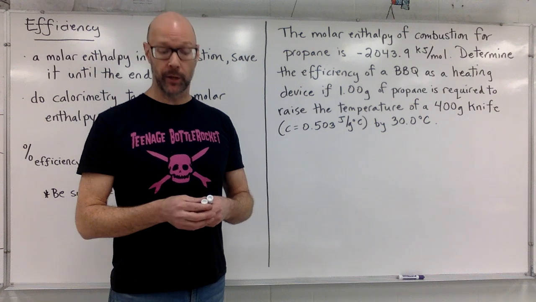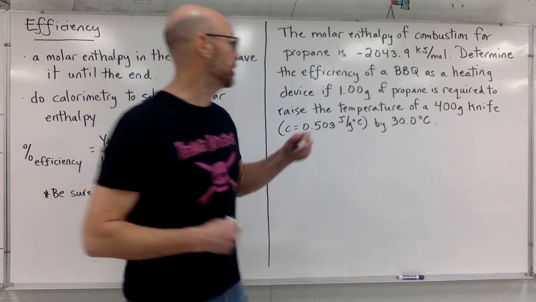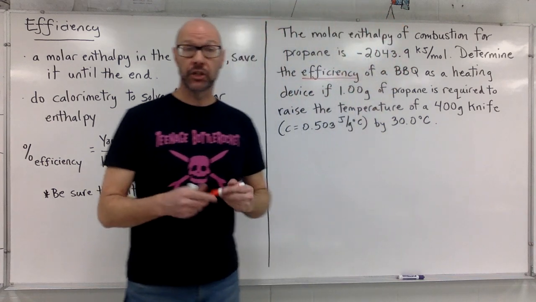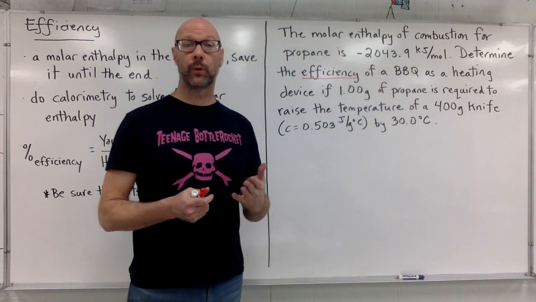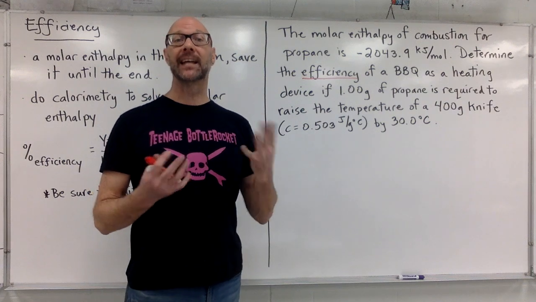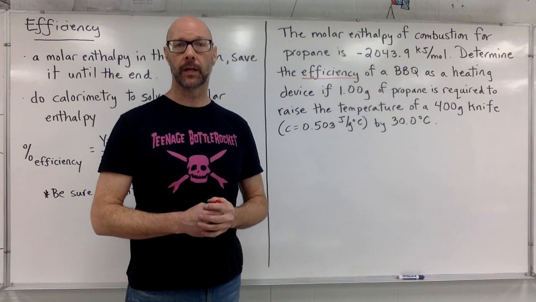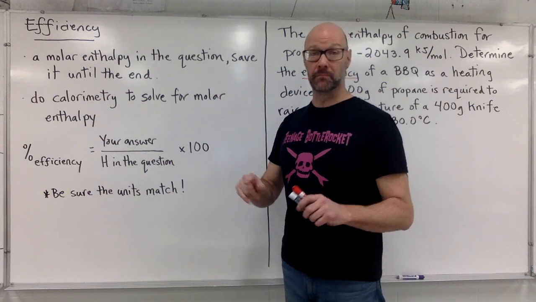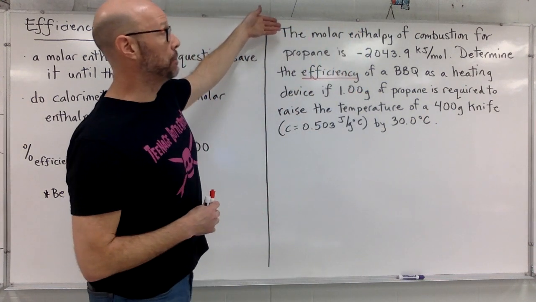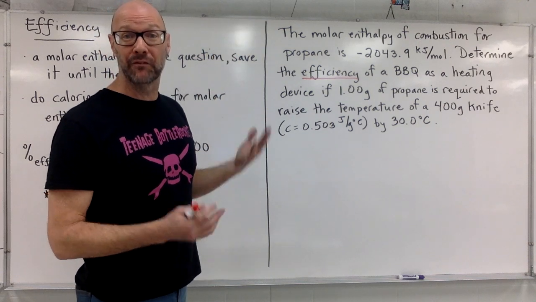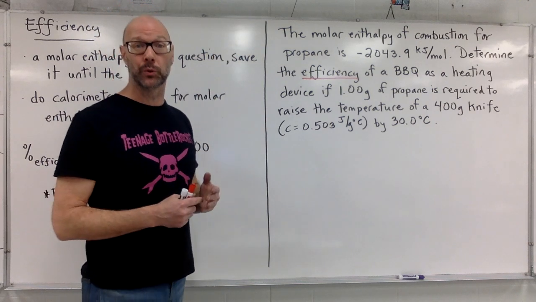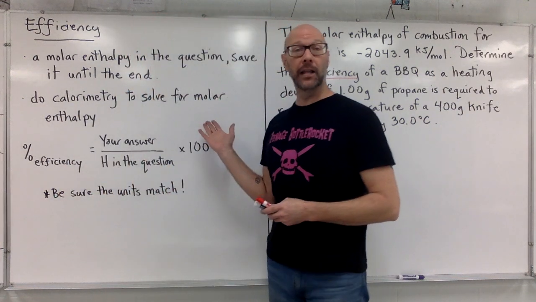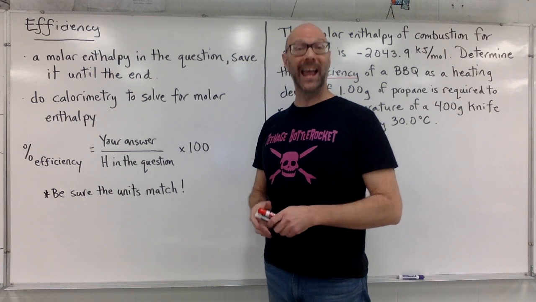First of all, notice the word efficiency is right in the question. As I just said, that's one of the nice things about these kinds of questions. There's a specific word that gives us a signal straight away. Also notice there's a molar enthalpy in the question. We need to save it. The molar enthalpy of combustion for propane is negative 2043.9 kilojoules. We're going to save that number for the end. What are we going to do? Do calorimetry to solve for the molar enthalpy.